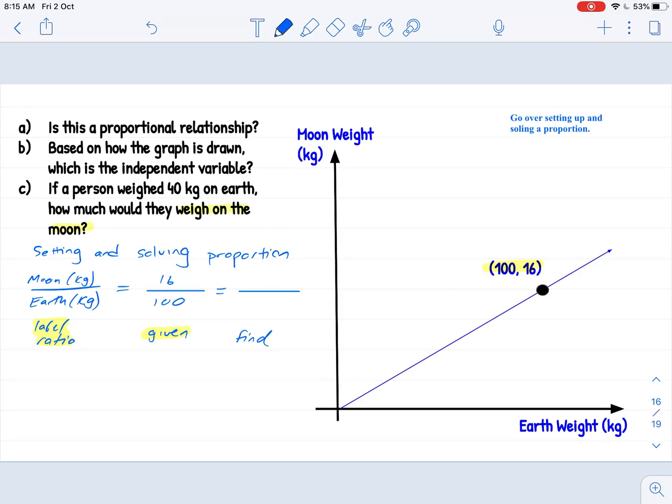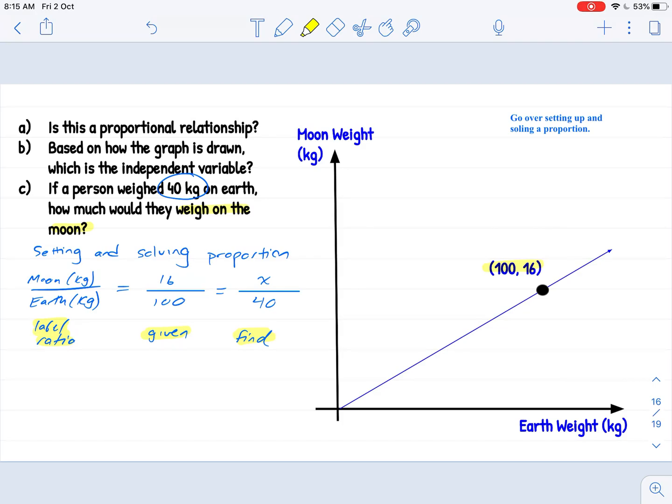So in my ratio, the way I wrote this, I might put the moon weight on the top. So I'm just going to make that X. And then I'm going to make the Earth weight, well, what do we say on this one? The question was if it was 40 kilograms. So that's what it looks like when you set up and solve a proportion. You label the ratios, you write what's given, and then you're trying to find it.